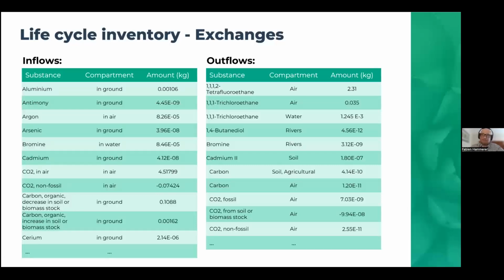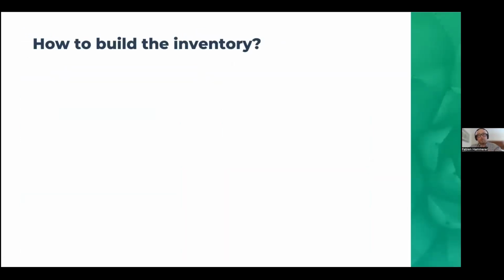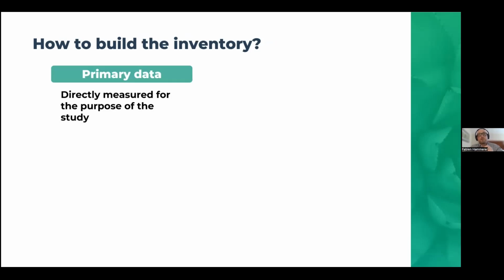Well, now you might ask me or yourself, okay, but how do we get there? Do I need to measure all of these myself? How does that work? Well, to build the inventory, we typically rely on two types of data. The first one is called primary data. This is what is directly measured for the purpose of the study. So if you're looking at a given tractor, you want to know exactly which components it's made of. You want to know how long it's being in use, what are its repair, maintenance conditions, etc.